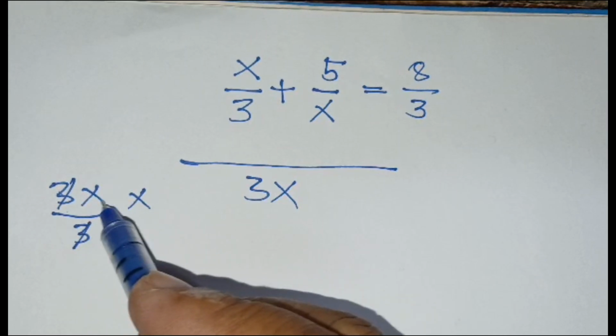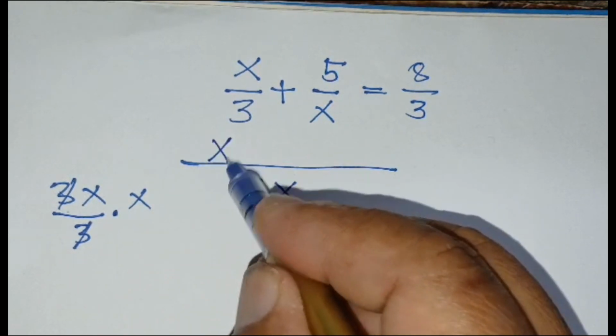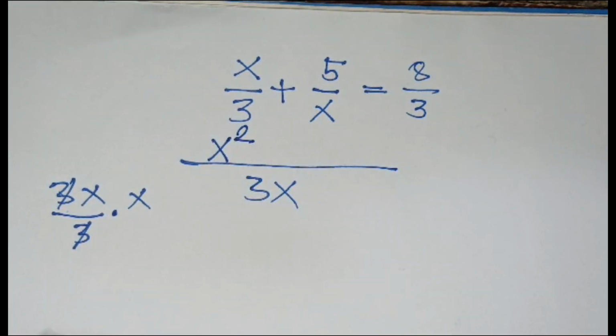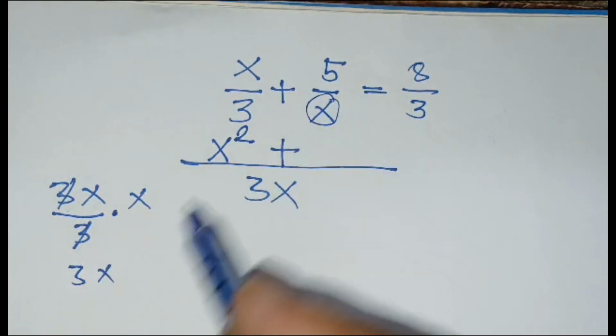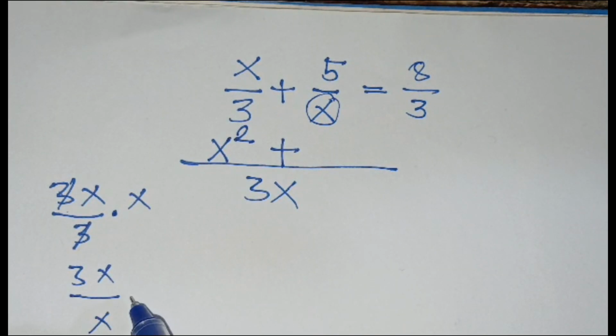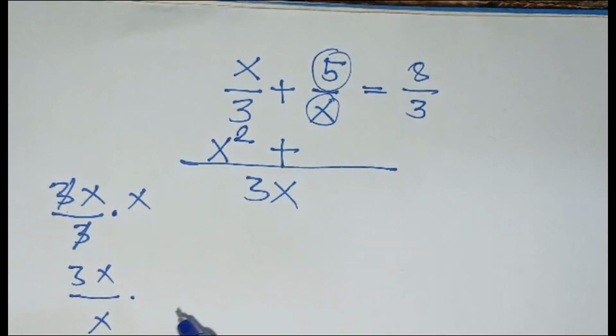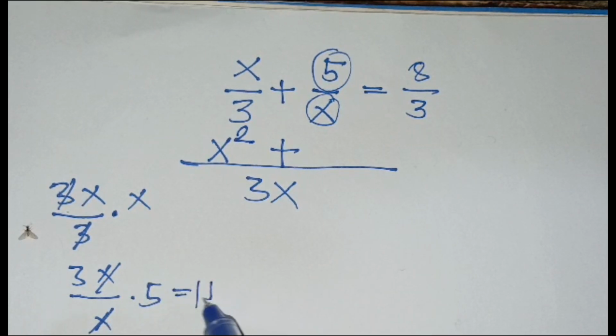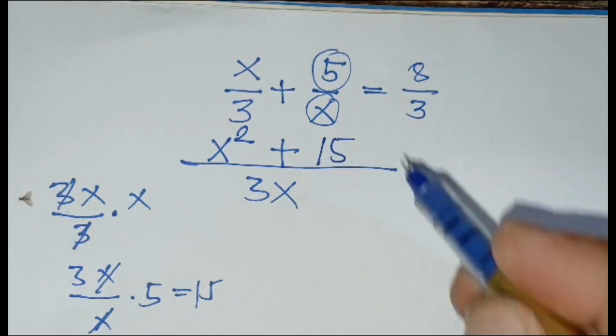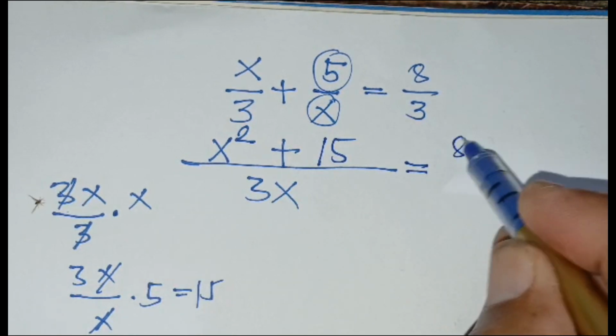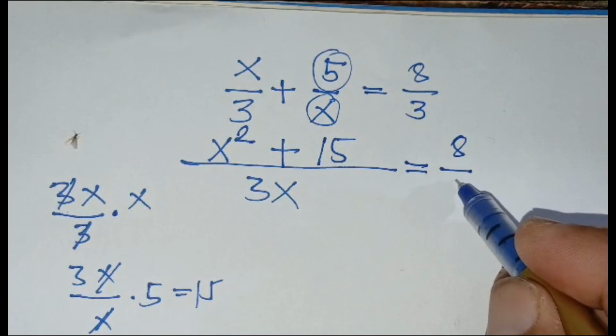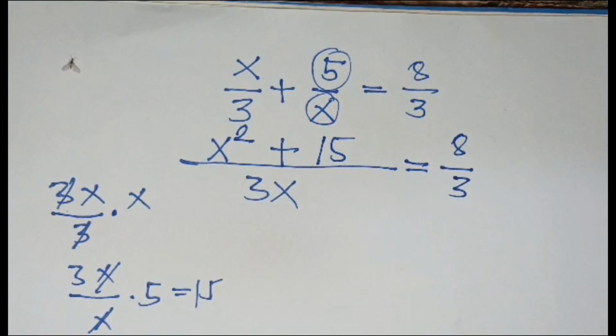This will cancel, so that x and x is x squared, then plus. Then we do the same. We have 3x divided by the second denominator times the second numerator. We have x and x will cancel, and we have 3 times 5 is 15. Put it here. Then we copy the right hand side of the equation.